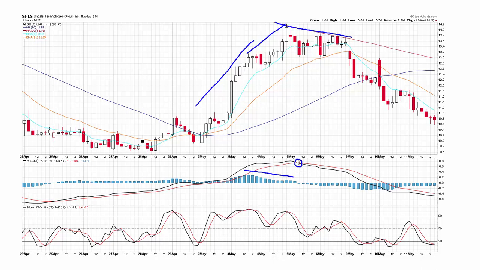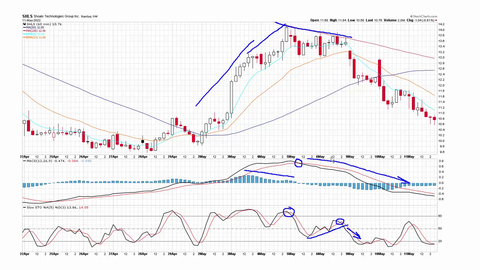Then we get a cross here for the MACD, a cross here from the stochastic. Then while the MACD is trending lower, the stochastic cycles up a little bit, and then it crosses back down, it breaks a support level, and then continues down.